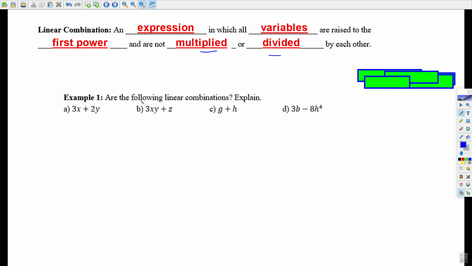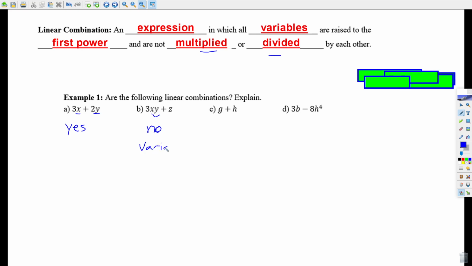So for example 1, are the following linear combinations? And then we'll say why. So first one, 3x plus 2y. Is that a linear combination? Yes. Why is it? Well, the variables are separated by addition, and they're only being multiplied by some numbers. And there's no powers. Looks perfect. B, is that a linear combination? 3xy plus z. Hopefully you'd say, no, it's not. Why? We have variables being multiplied together.